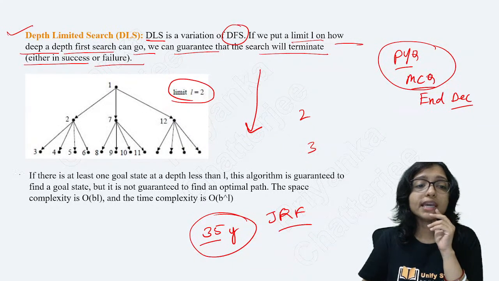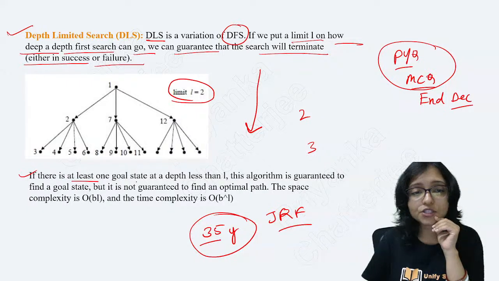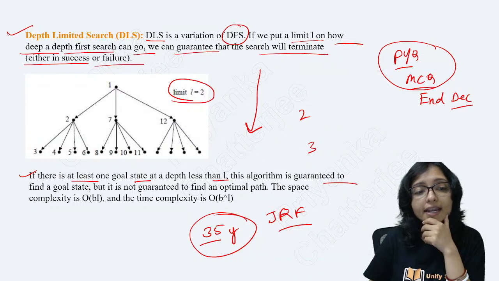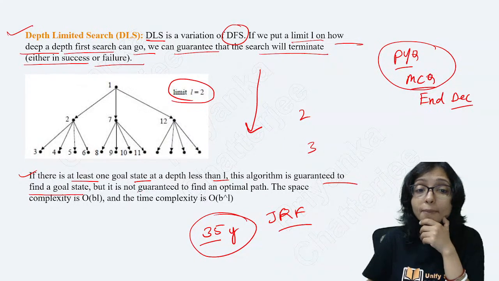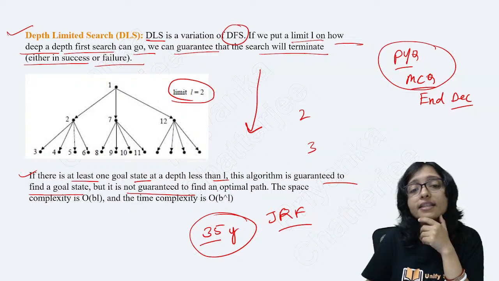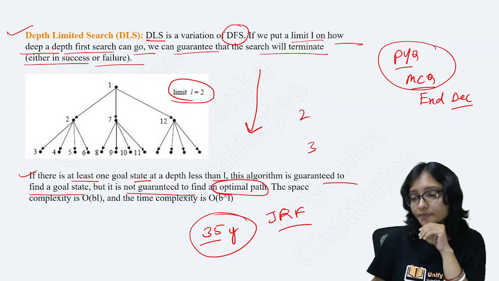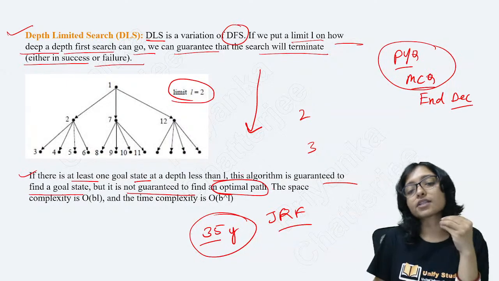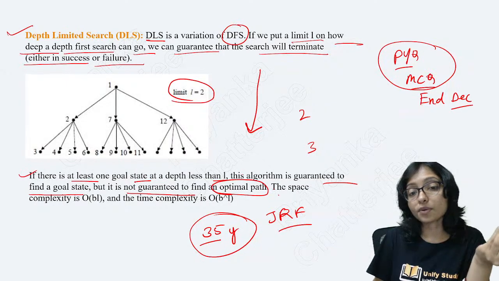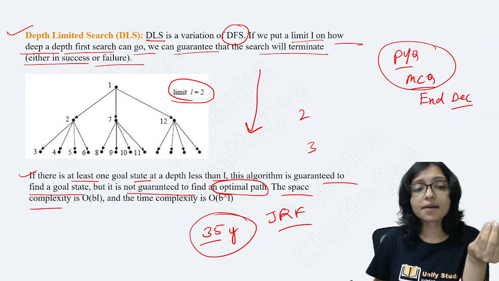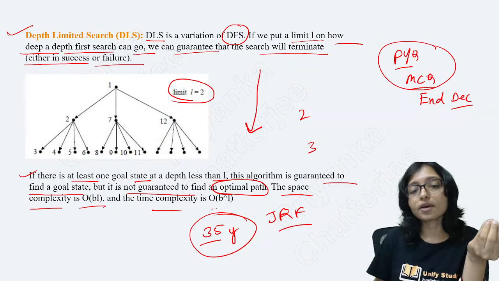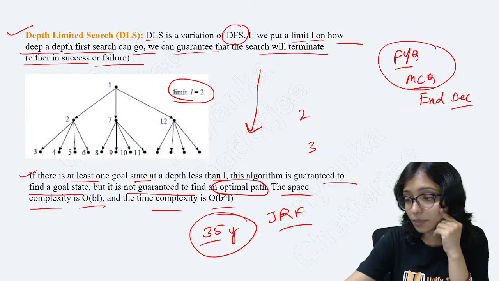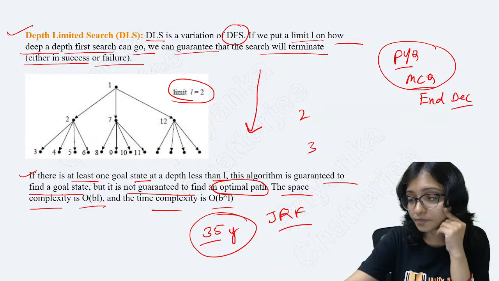So if the goal is at a depth less than L, the algorithm is guaranteed to find the goal state, but it does not guarantee to find the optimal path. In less depth it can guarantee finding the goal, but it cannot guarantee that it is the optimal path. The space complexity is order of BL and the time complexity is order of B to the power L.